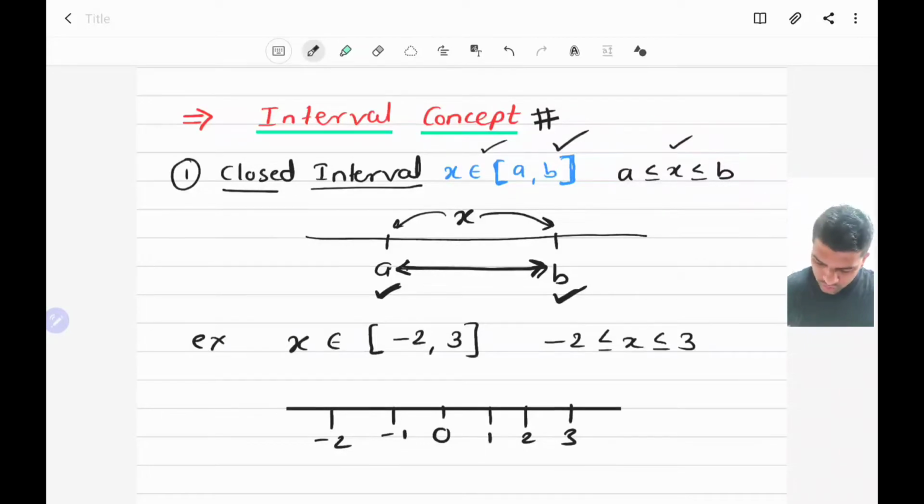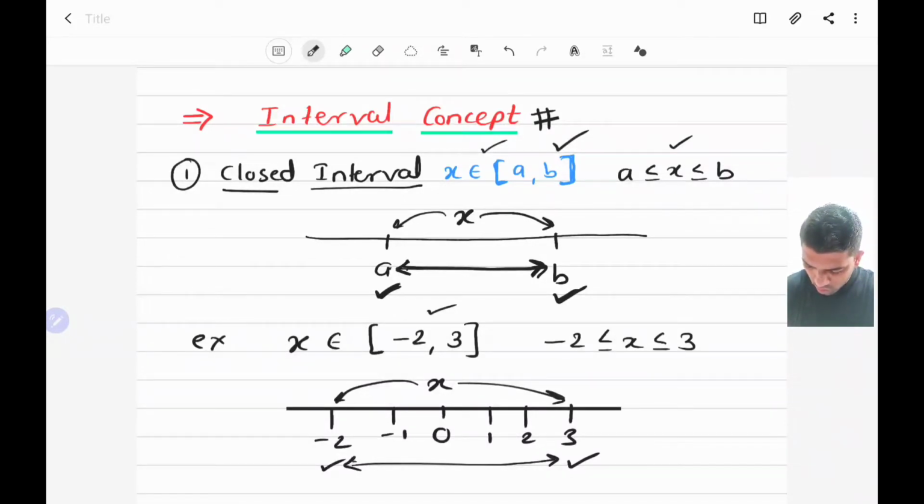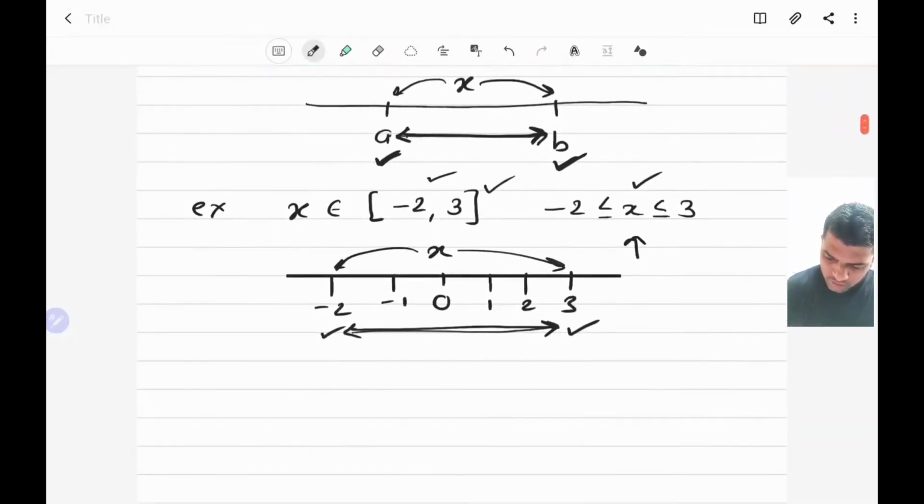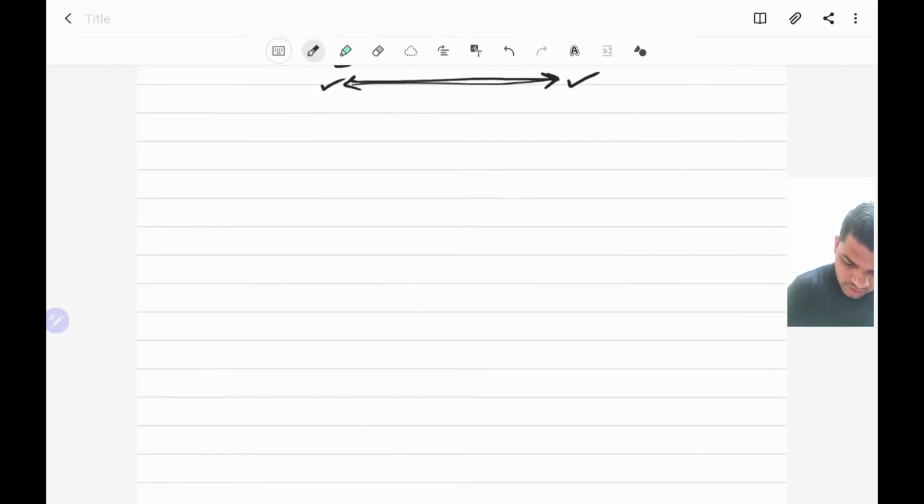What is the meaning of the closed interval [-2, 3]? You have to consider the value of -2, the value of 3, and all the in-between values of -2 and 3. So x takes the value -2, x can take the value 3, and all the x values which lie between -2 and 3 come under this closed interval, or this representation where -2 is less than or equal to x, less than or equal to 3. So this is type number 1, the closed interval.